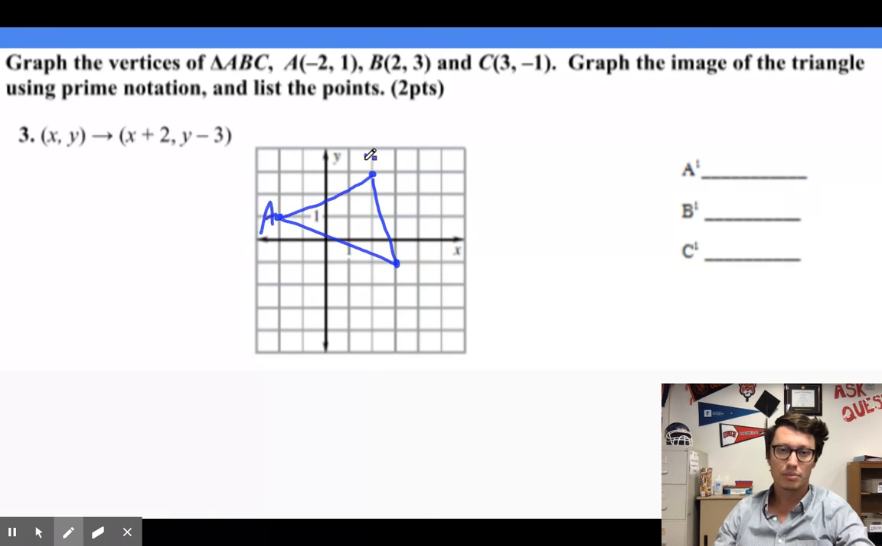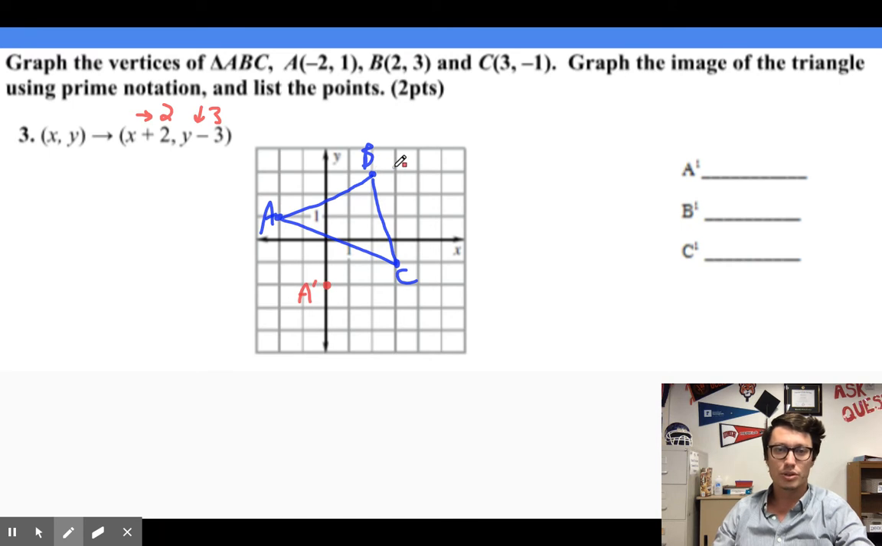A, B, and C. Now we're going to do the translation of x plus 2, y minus 3. Our new triangle, I'll put in a new shape. Remember, x plus 2 means we're going right 2. Y minus 3 means we're going down 3. You can add and subtract, or you can draw them on the graph, that's fine. Take each point, go to the right 1, 2, go down 1, 2, 3. That is going to be A prime.